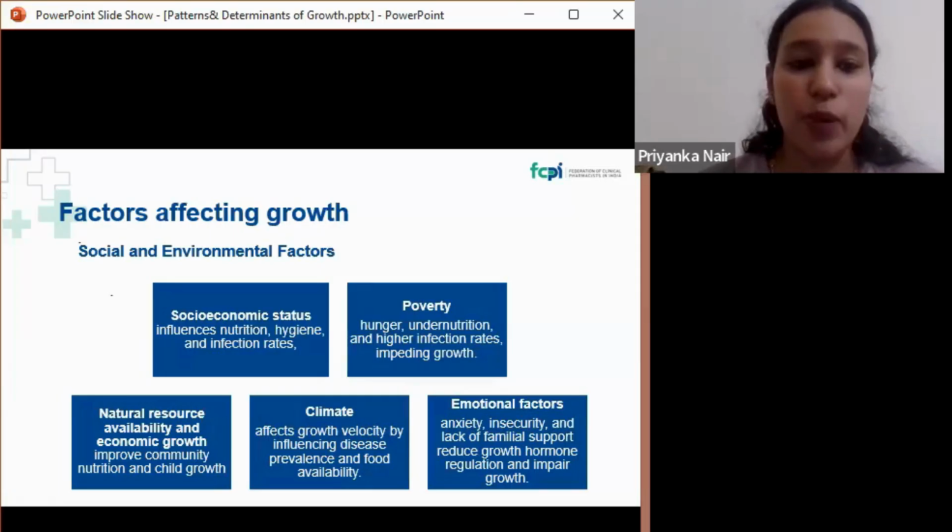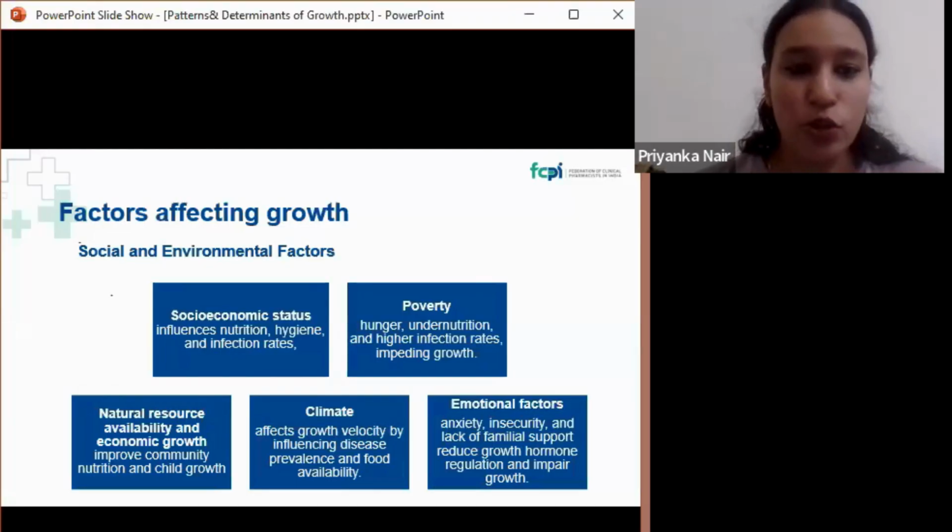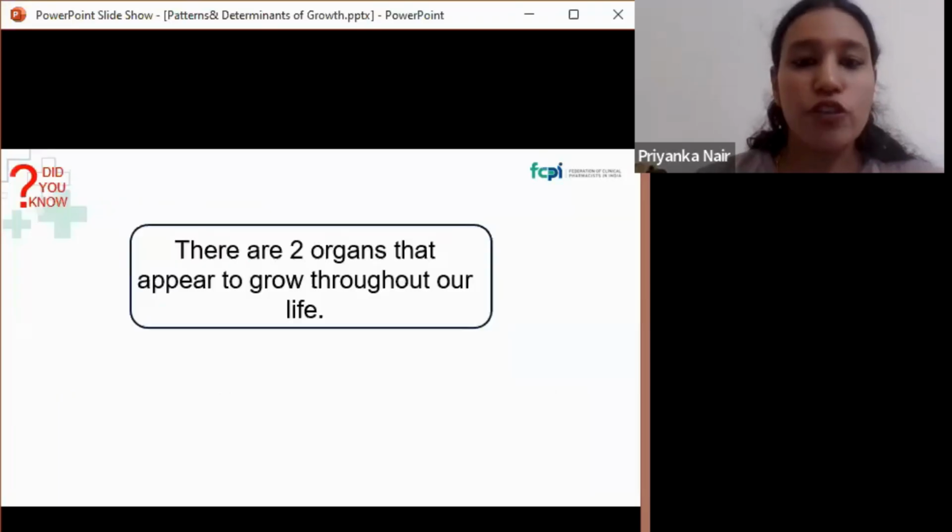Understanding of these factors is very important for promoting optimal growth and identifying growth disorders. So we've seen that all these factors lead to growth up to adolescence, and suddenly it stops.